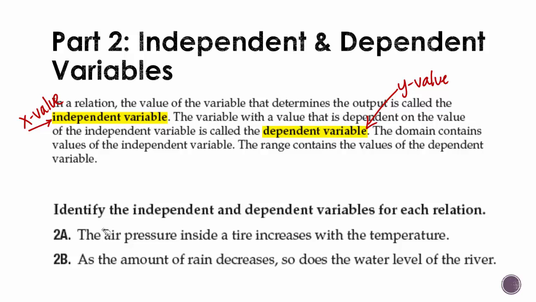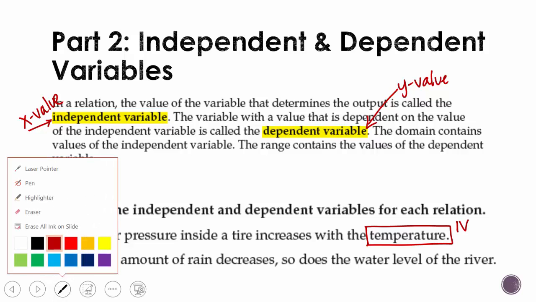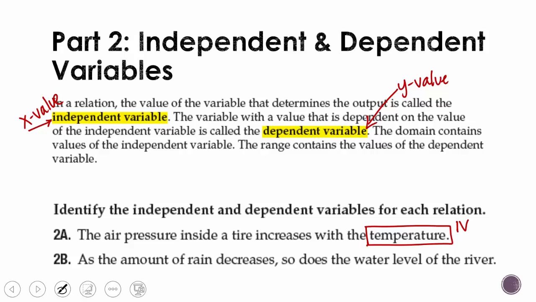So this first one says the air pressure inside a tire increases with the temperature. So when we think about what I'm going to change as the experimenter and then what happens as a result, I am going to change the temperature. This is my independent variable. And then because the temperature changes, the air pressure changes as a result. That's your dependent variable.